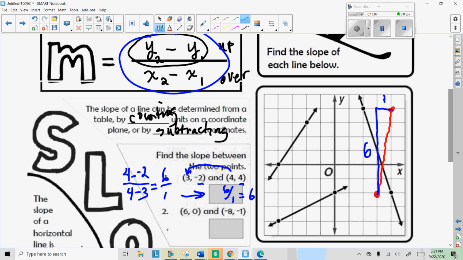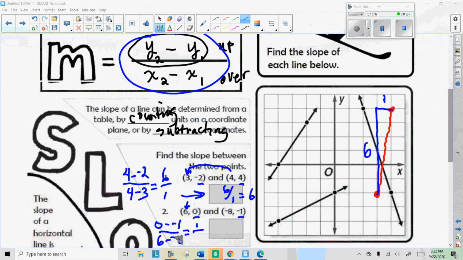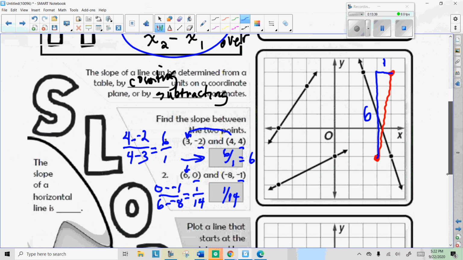So let's do one more here. Let's do 0 minus -1 on top. That's the rise. And since I put the 0 first, I want to put the 6 first for the run, from 6 minus -8. And 0 minus -1 is 1. Remember that taking away a negative is a positive. And 6 minus -8 is 14. So 1/14 is that slope. All right.